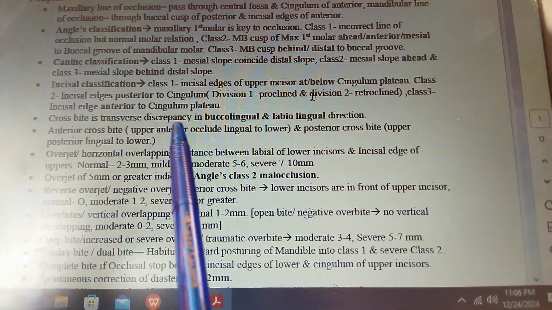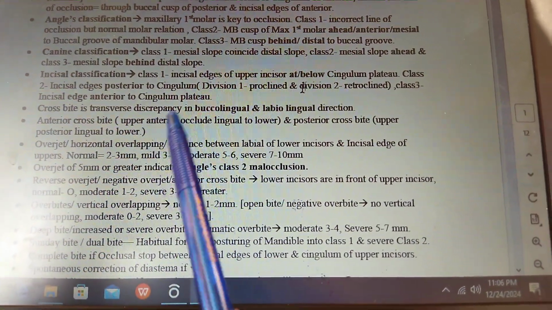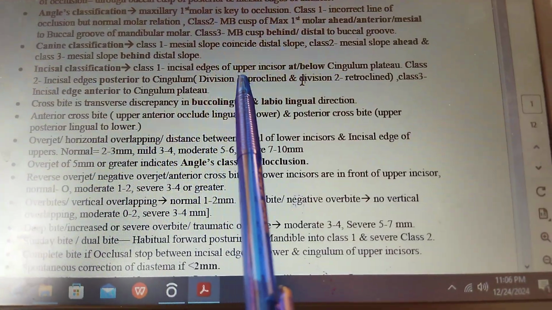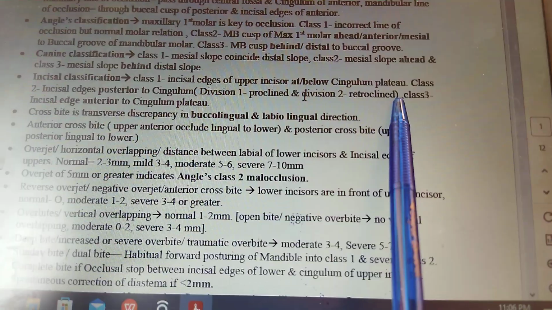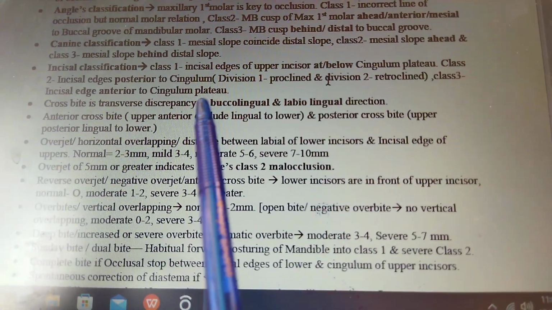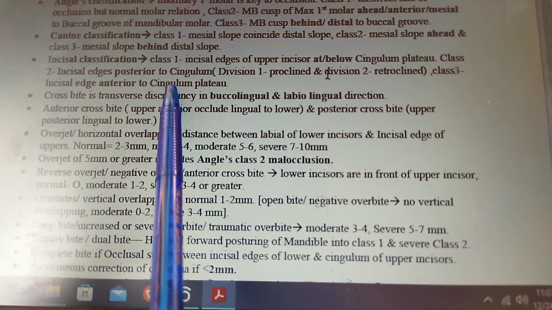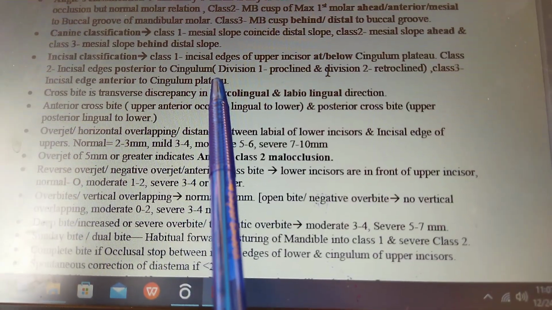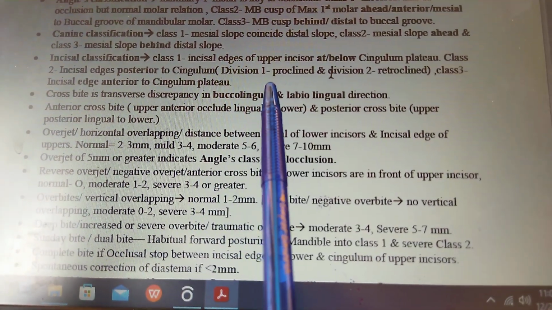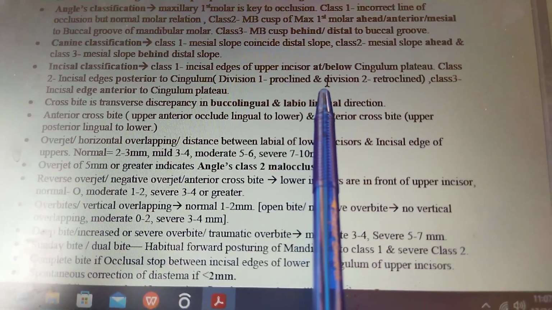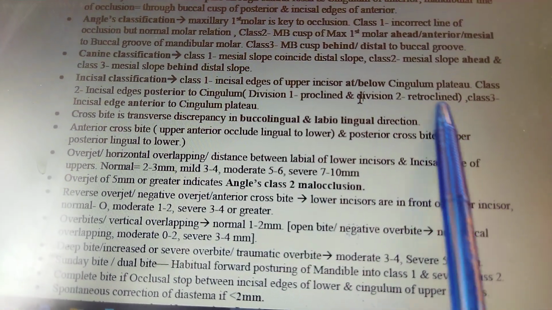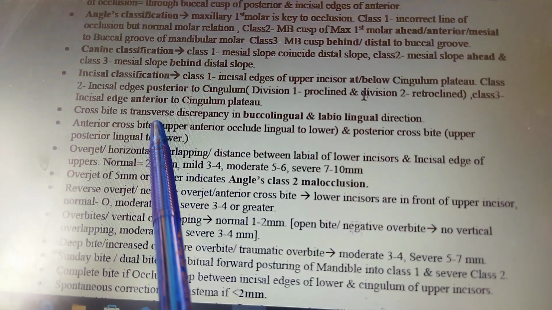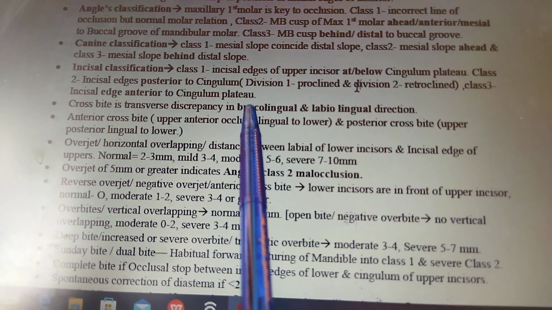Let's talk about incisal classification. Class 1: incisal edge of upper incisor at or below cingulum plateau. Class 2: incisal edges posterior to cingulum. Division 1 is proclined and division 2 is retroclined. Class 3: incisal edges anterior to cingulum plateau.